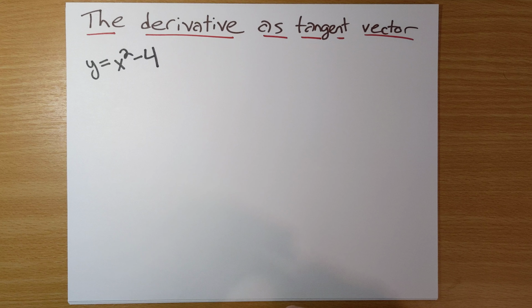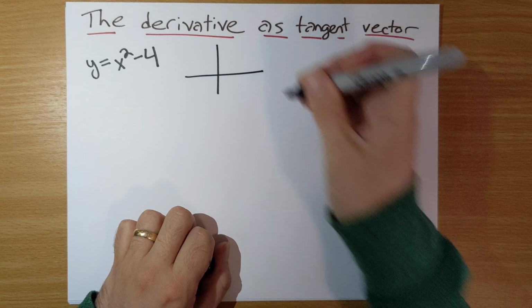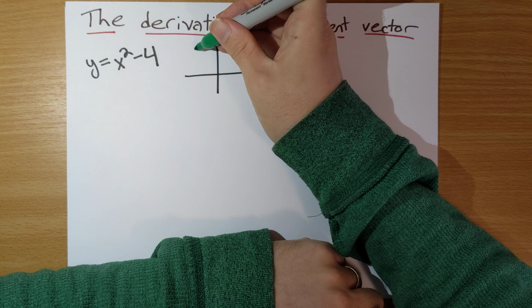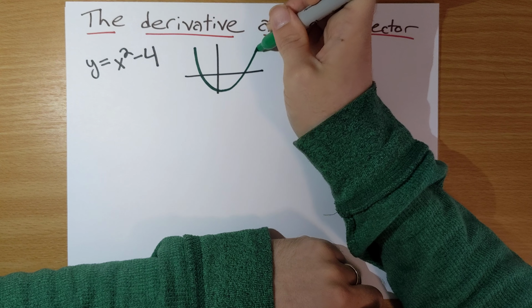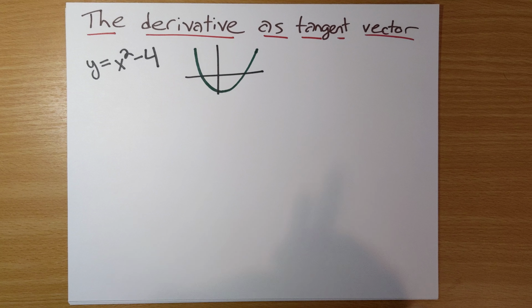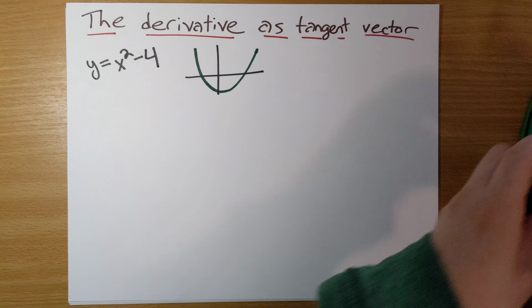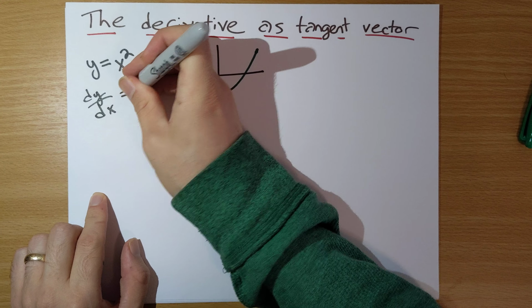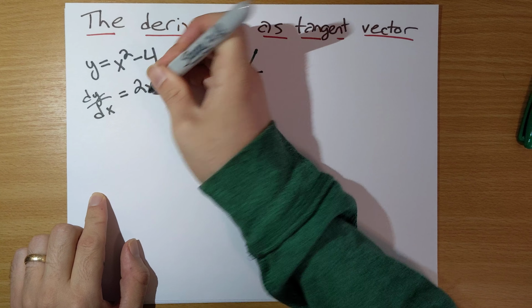And I guess really when I say one-dimensional, I'm going to draw a graph here in 2 dimensions. What does the graph of x squared minus 4 look like? Okay, it looks like that. And if I ask you to find the derivative of this, dy/dx, of course this is very easy. dy/dx is equal to 2x.